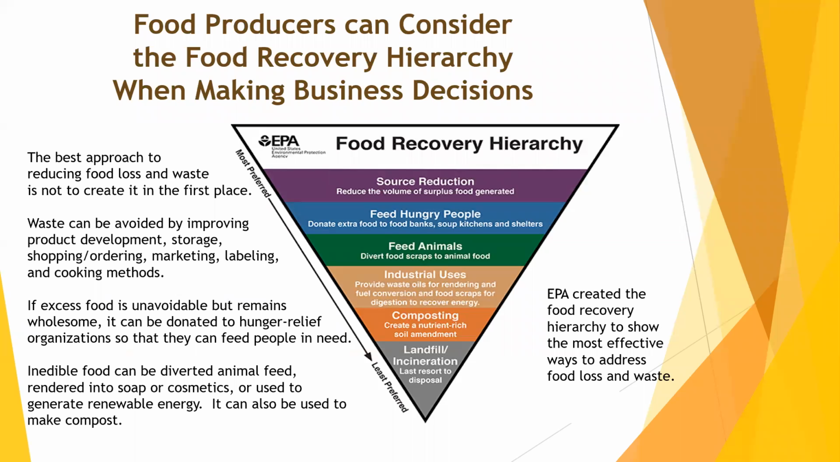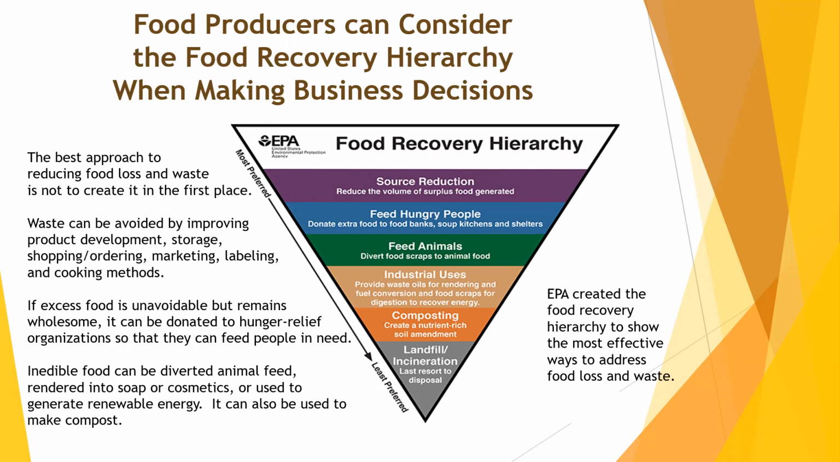Food producers can consider the U.S. Environmental Protection Agency's food recovery hierarchy when making business decisions. This hierarchy shows the most effective ways to address food loss and waste, with the higher tiers the most preferred. The best option is to not create food loss and waste in the first place, and that's called source reduction.